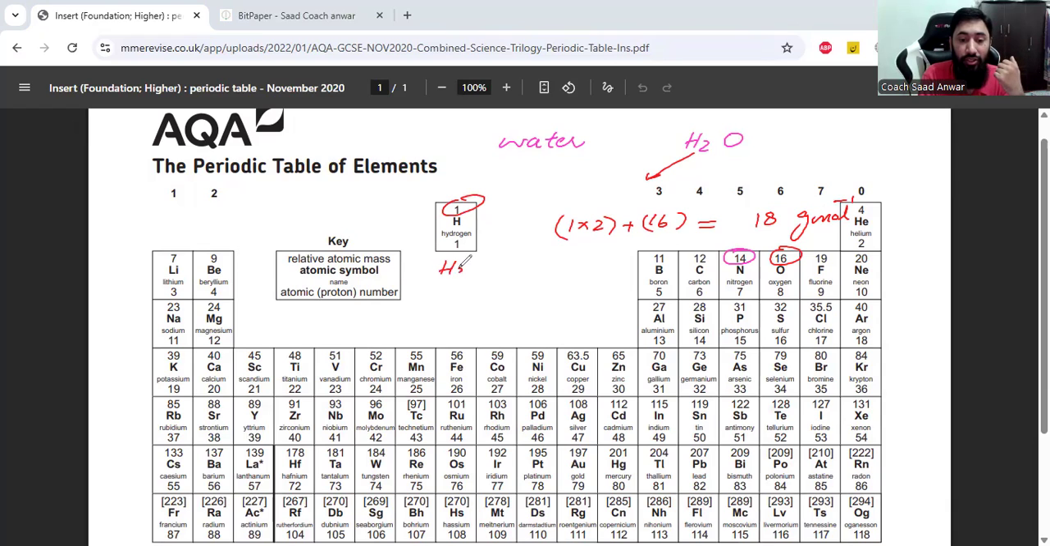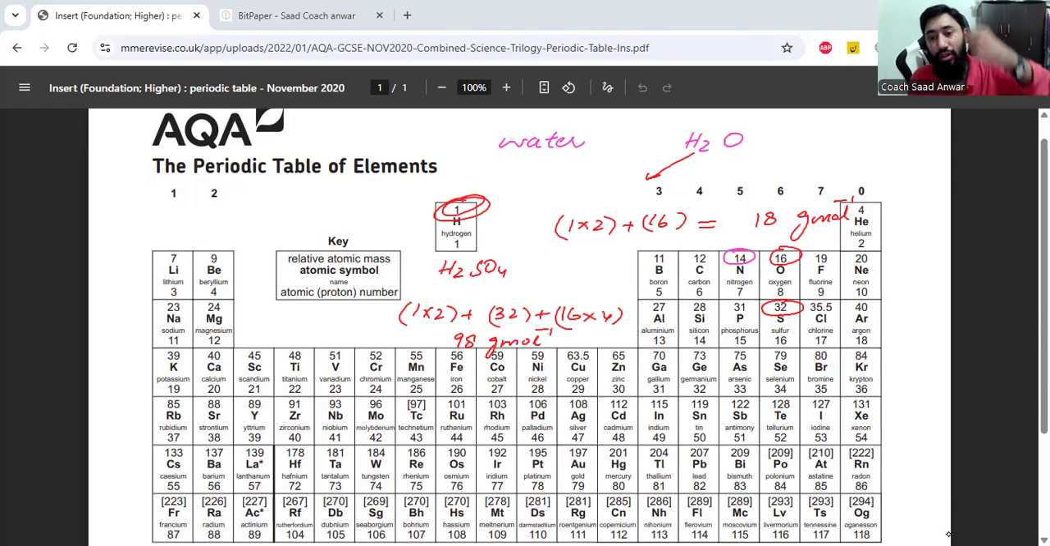Let's do another example. H2SO4, sulfuric acid. If I have to measure its molar mass, for hydrogen, its mass is 1, but there are 2 hydrogens, so I multiply by 2. For sulfur, where is sulfur here? 32. Then for oxygen, oxygen mass is 16. How many oxygens are there, guys? 4 in sulfuric acid. So when we do this calculation, it would be 98 gram per mole. It means if you have 1 mole of sulfuric acid, its mass would be 98 gram. This is a quick concept of molar mass.